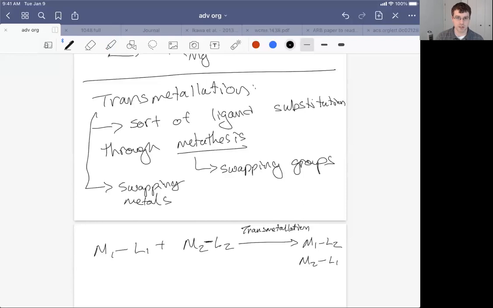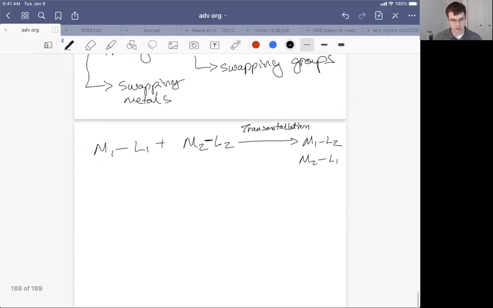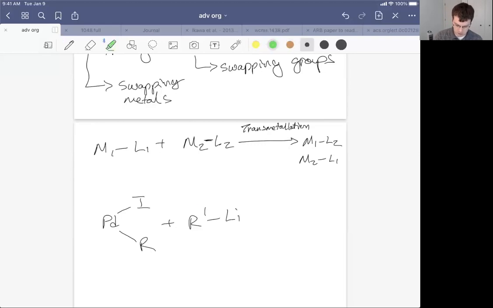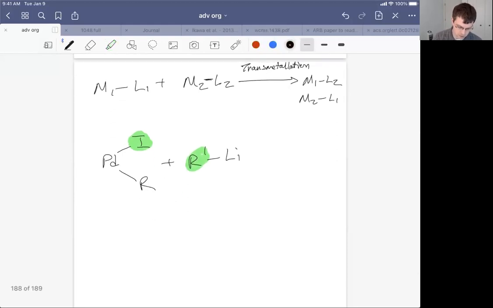Okay, so a common approach to this is to use main group metal systems with transition metal systems. So let's look at an example of this. Let's say we've got palladium, and the palladium has undergone an oxidation reaction with some sort of haloiodide, okay? Now what we can do is react this metal complex with some metal that's attached to a lithium. So an organolithium, which we've talked about before as being strong bases, here it's going to be an interesting reactant for us. What we're going to do is swap this for this. Palladium is not super willing to give up its carbon bond, but halogens are easy to let go of. Okay, so we're going to do a transmetallation reaction.